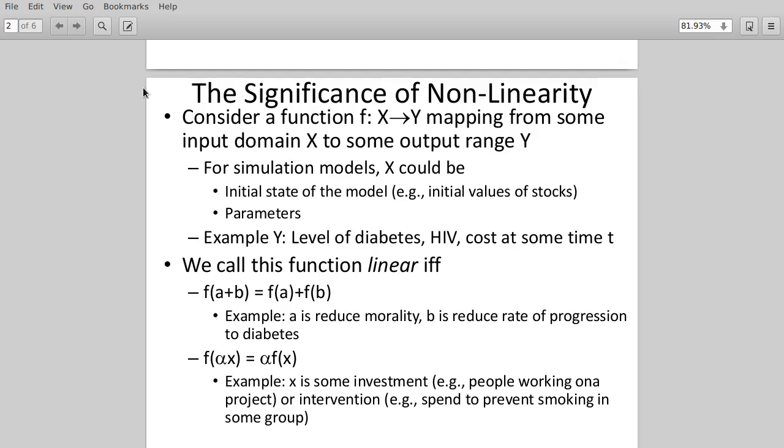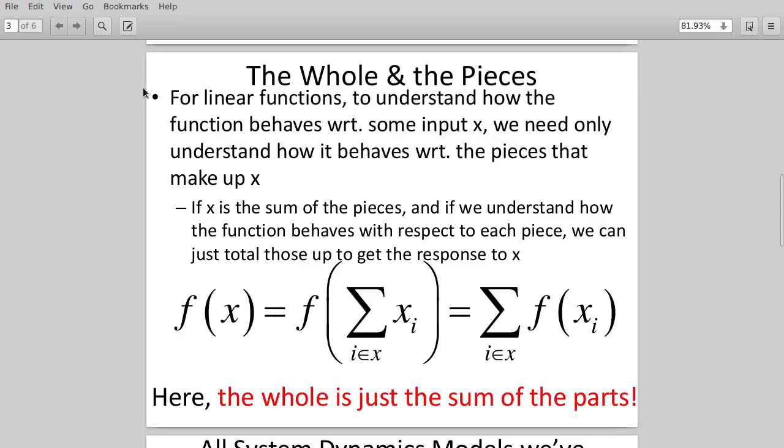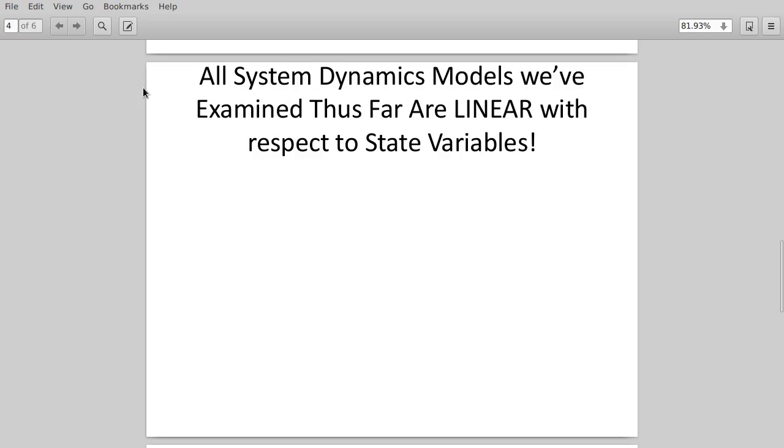But it's not just that. To understand the behavior of those systems is much more complex, and we need the simulation models more. Okay. So for linear systems, the behavior of the whole is simply related to the behavior of the parts. And all the system dynamics models we've examined thus far are linear with respect to state variables.